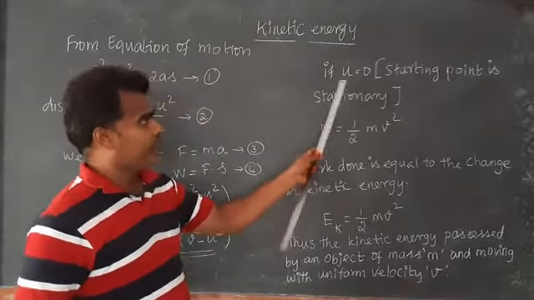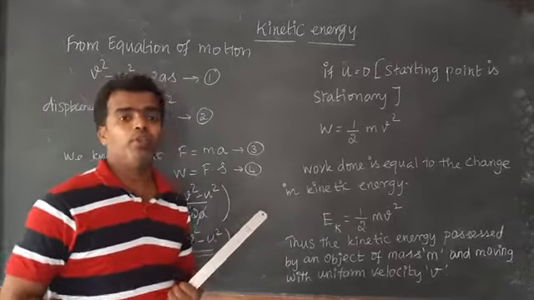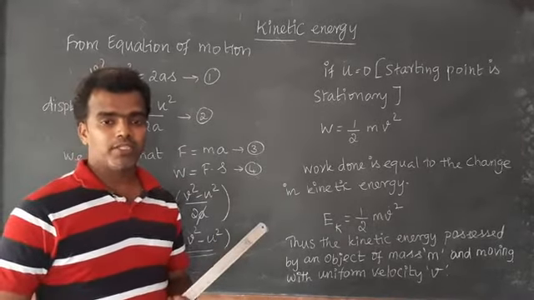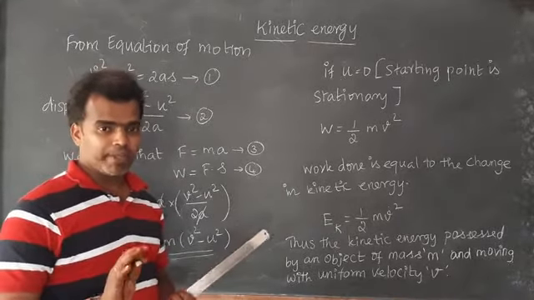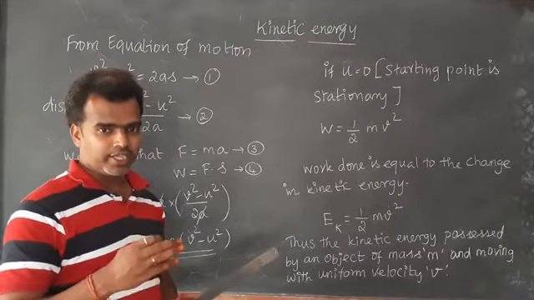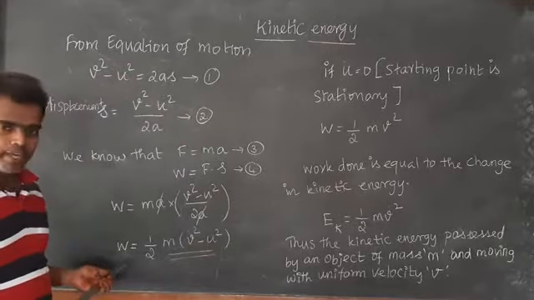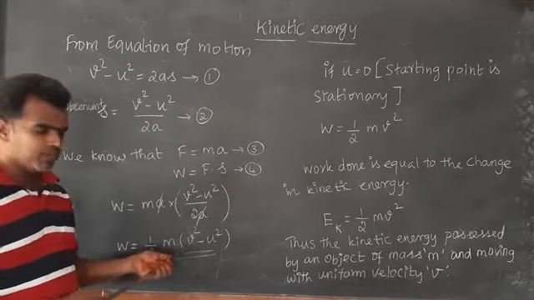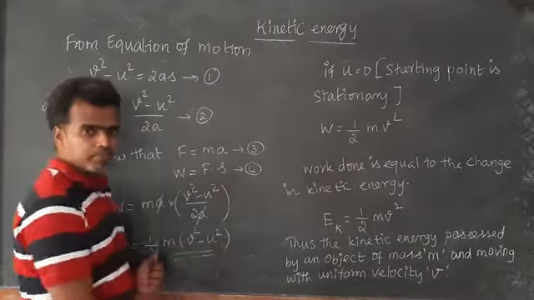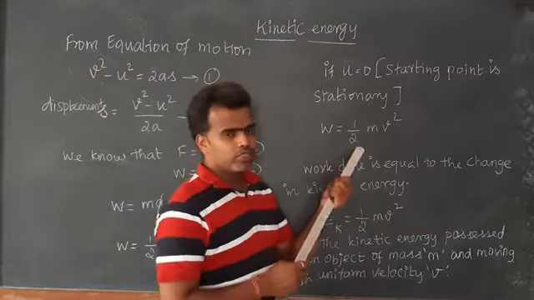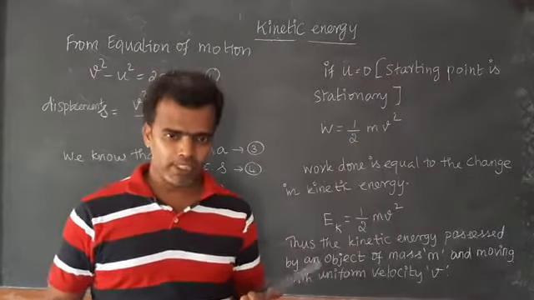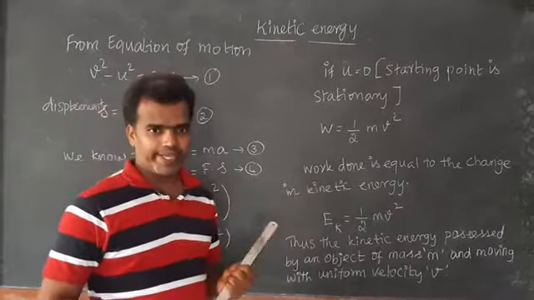If u is 0, why? Because initially the object is stationary. It started moving only after applying the force. So u is 0. Therefore W is equal to half m bracket v square minus u square, and with this term being 0, W is equal to half m v square. So what is W? Work done.